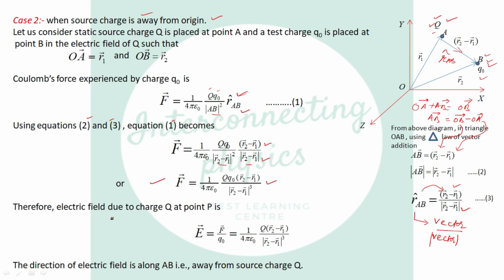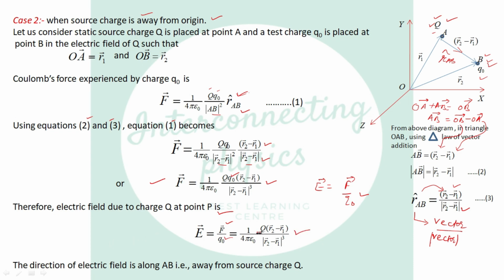So now the electric field due to source charge Q at point P. Because what is electric field? It is simply F vector divided by Q naught. So put the value of F here. So we see this Q naught will cancel out with this Q naught, and the result will be 1 over 4 pi epsilon naught Q R2 minus R1 vector divided by R2 minus R1 whole cube. So this is the value of electric field in terms of position vector.